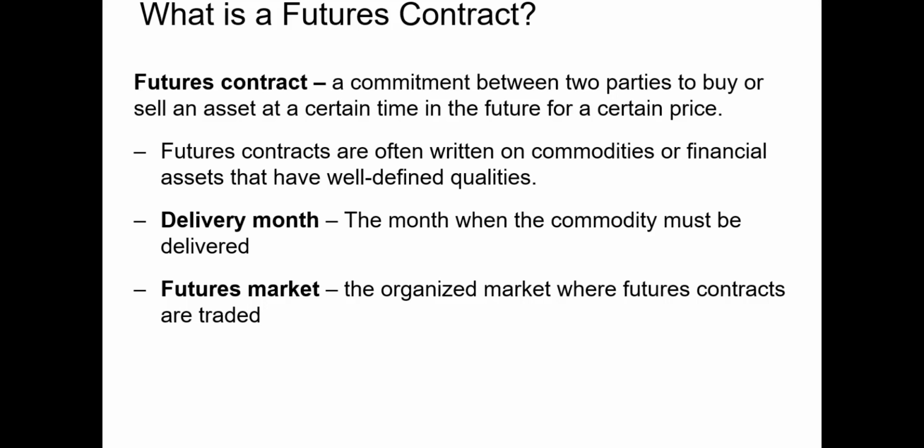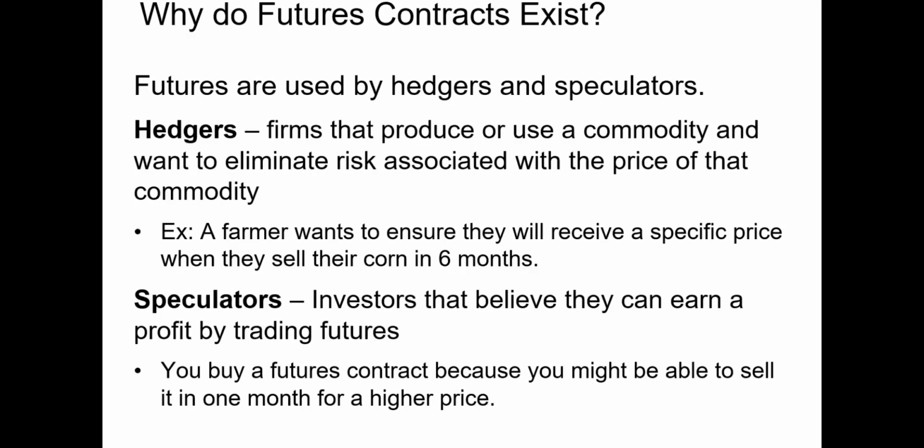Settlement of a futures contract can either involve delivery of the good or a specific amount of cash changing hands in the delivery month. Traders can buy and sell futures on several exchanges. We'll talk about that a little later. Now, there are two primary reasons why futures are traded.